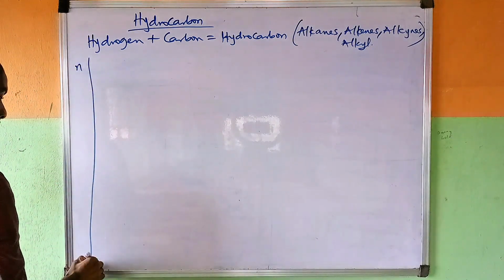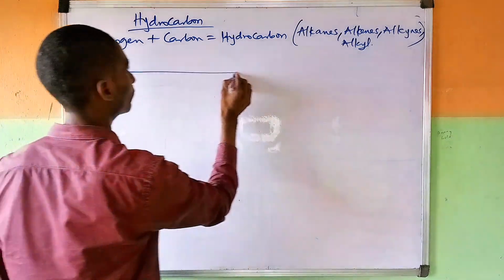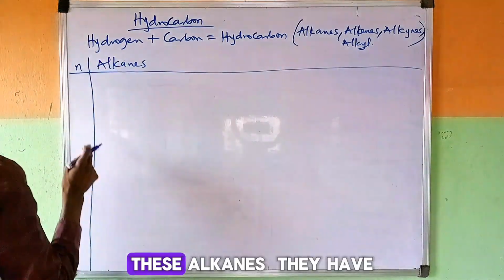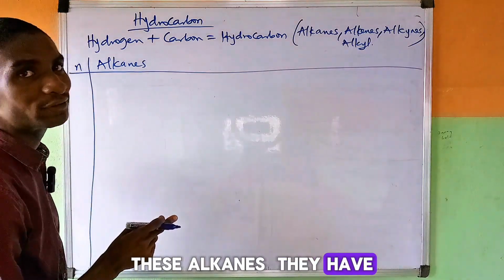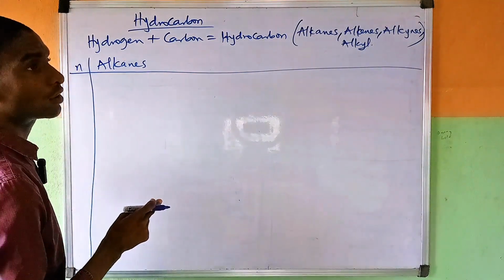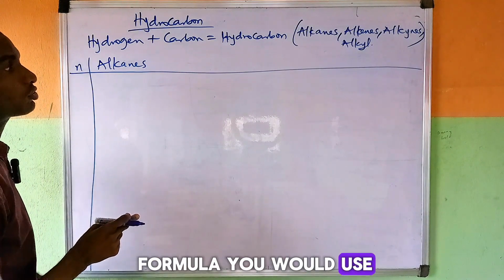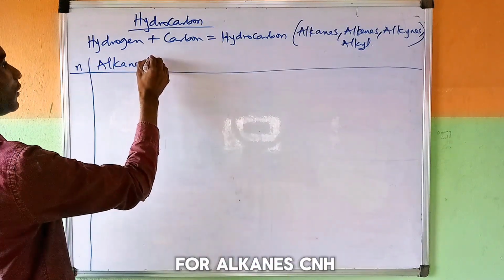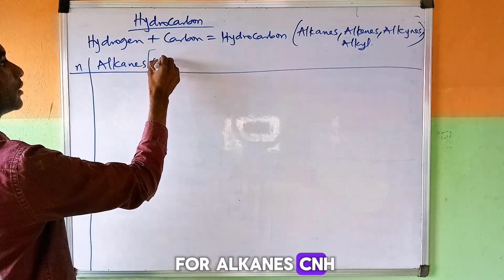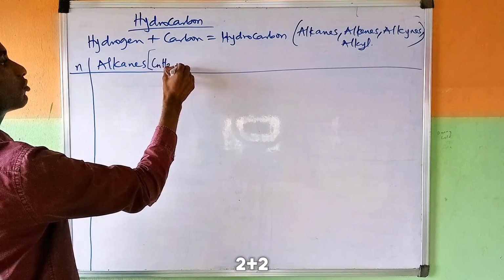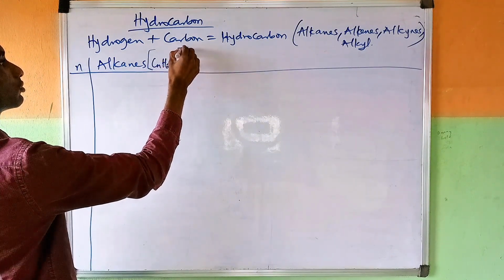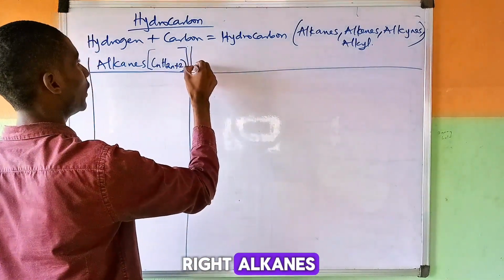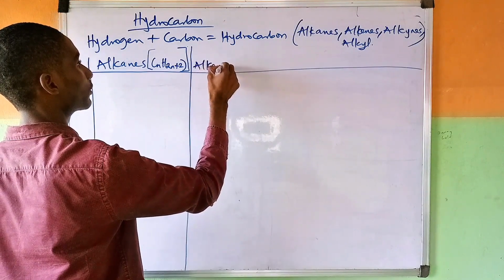I'm going to draw a table now. Alkanes. These alkanes have a general formula. The general formula is the formula you would use to derive the members of that group. The general formula for alkanes is CnH2n+2. Right? For alkanes.